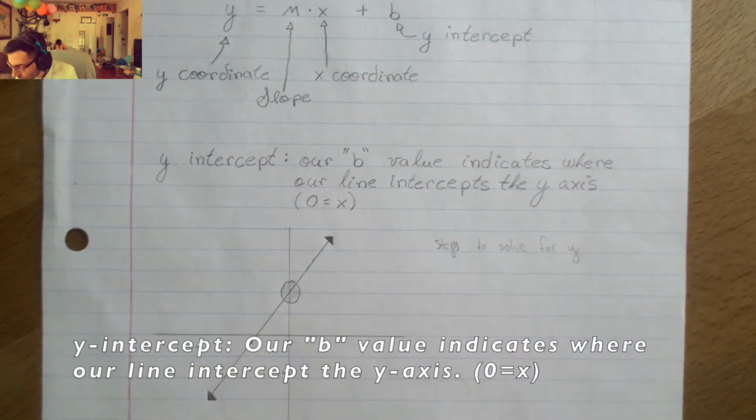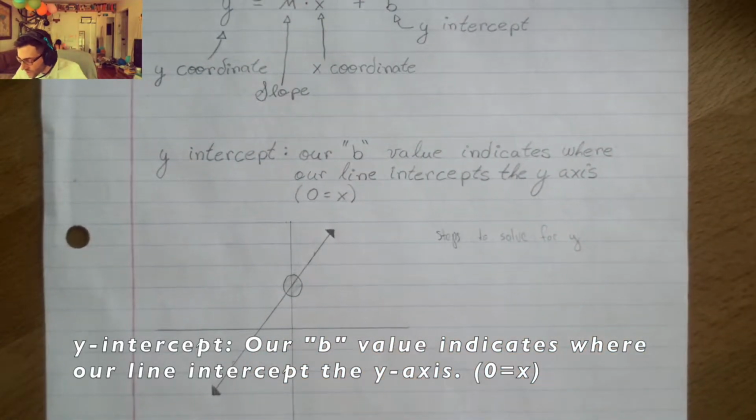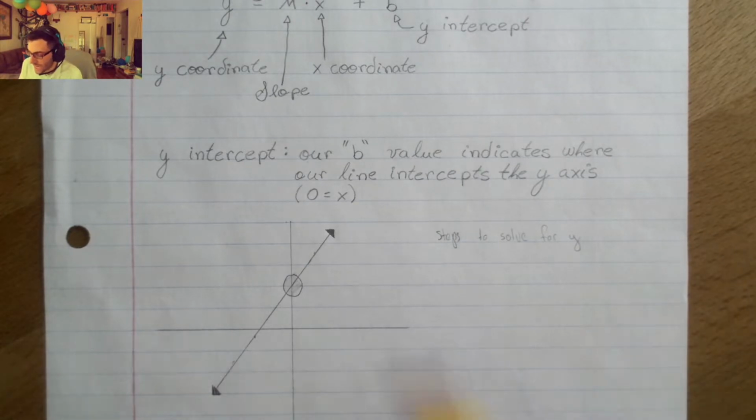If we want to just define our y-intercept, we're saying it's our b value, which indicates where our line intercepts the y-axis. So we need all of these values. These four different variables are going to dictate everything that we need to know about a line. Every single thing that we need to know is going to be contained within that piece of information.